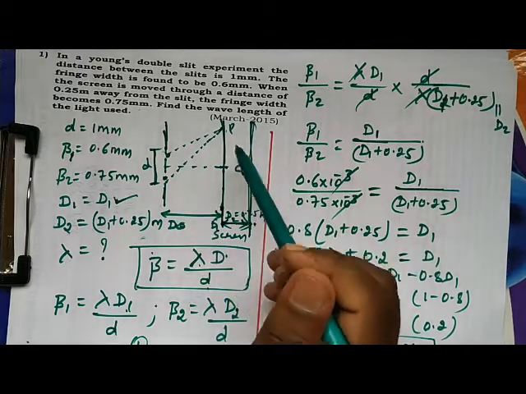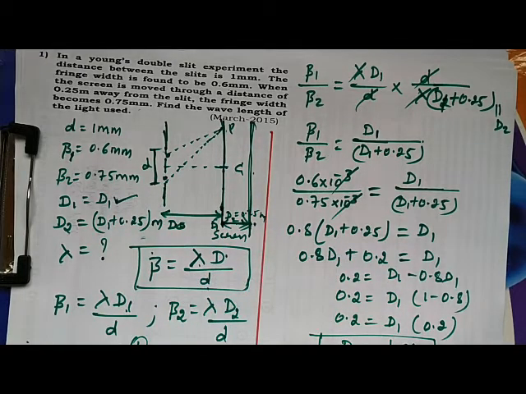So then what is the wavelength of the light used in this case? To calculate the wavelength of the light used, we have this formula. Here we need to find out the wavelength, which means we require the distance between the slit and screen in the initial case. For that purpose we calculate d1.